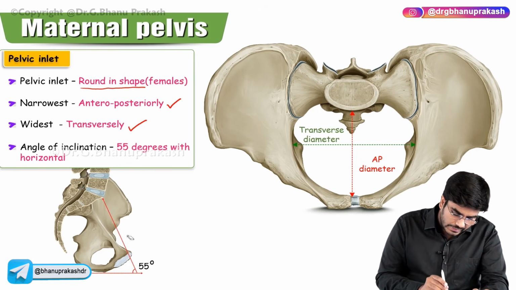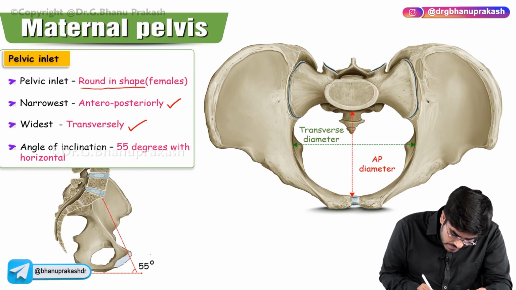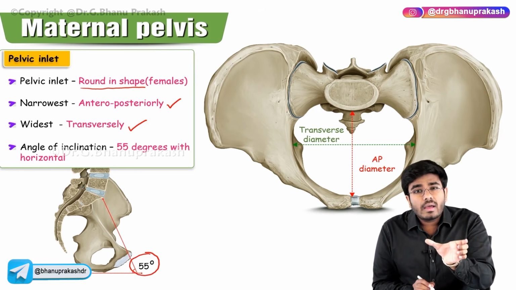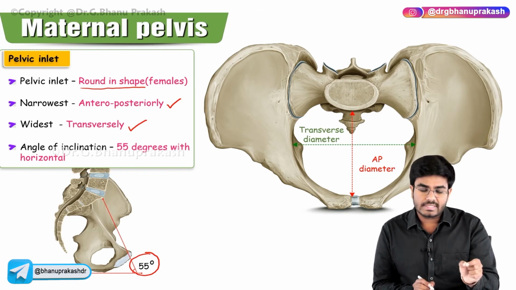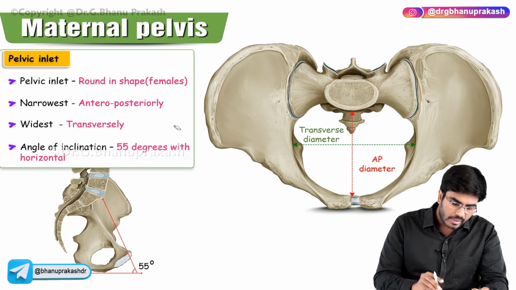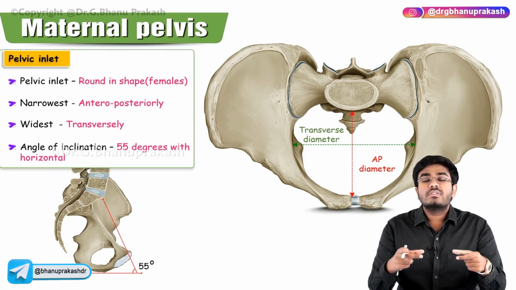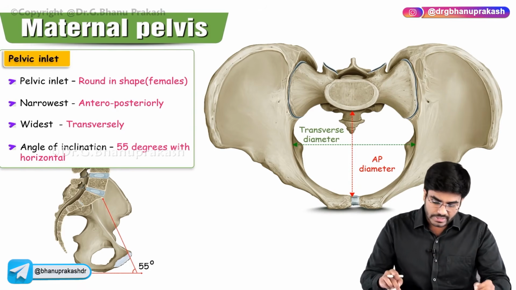That angle is known as the angle of inclination. See here, it is somewhere around 55 degrees. So, with the horizontal, the angle of the inlet is 55 degrees. That's a very important point which needs to be kept in mind. Again I am reminding, the pelvic inlet is transversely oval. The transverse diameters are greater than the antero-posterior diameters.